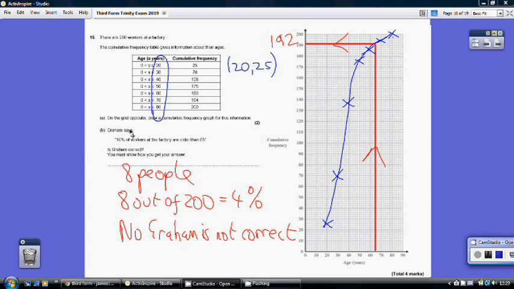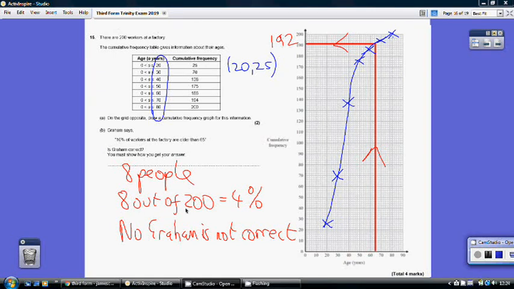Now, part B, Graham says 10% of workers at the factory are older than 65. So let's go and work out whether this is true or not. So here's our 65 years of age. Take a reading from your graph, and I'm getting 192. So how many people are older than this? Well, that's taking us from 192 up to 200. So there are 8 people who are older than 65.